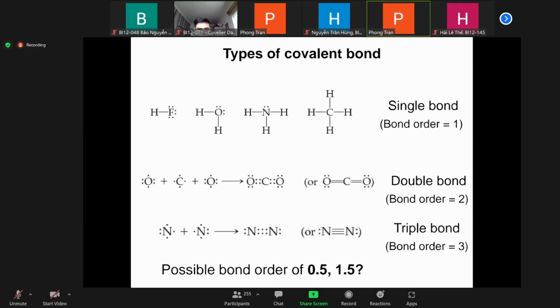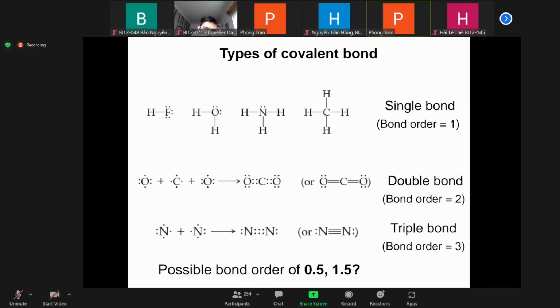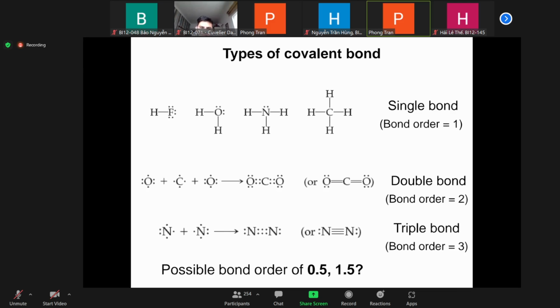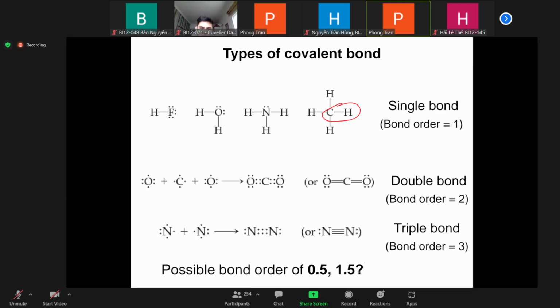So here you have different type of covalent bonding. So for the first lines, you have single bond. So that means later you have bond order equal to 1. The bond order when we study the molecular orbital. For the moment, we stick with the idea that you have a single bond like this one. Carbon hydrogen. You have a double bond, for example, carbon oxygen here. Okay, and we will have a triple bond, like nitrogen here.